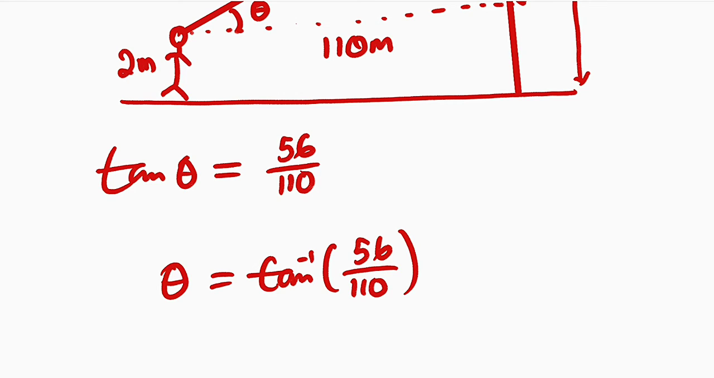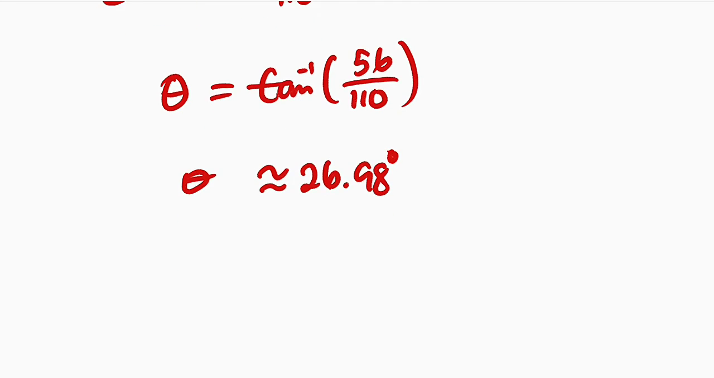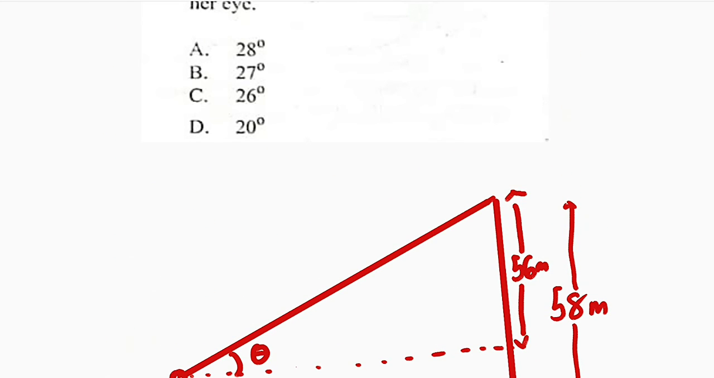Let me use my calculator. I have approximately 26.98. So this is 26.98 degrees. And to the nearest whole number, we can write this as 27 degrees. Let's just check options. We have it as option B.